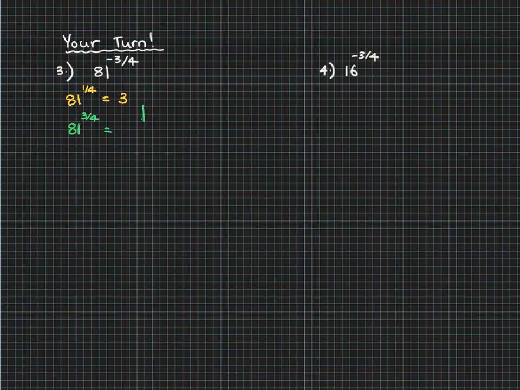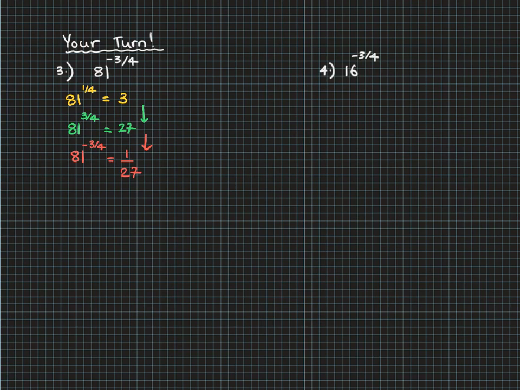Now we know that the numerator being a power of 3 means that we cube, so that gives us 3 cubed, which is 27. And then finally, 81 to the power of negative 3/4 means take our previous answer to 81 to the 3/4 and take the reciprocal, it's 1/27, which we can leave as a fraction.